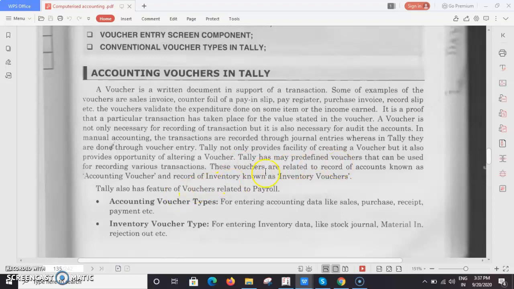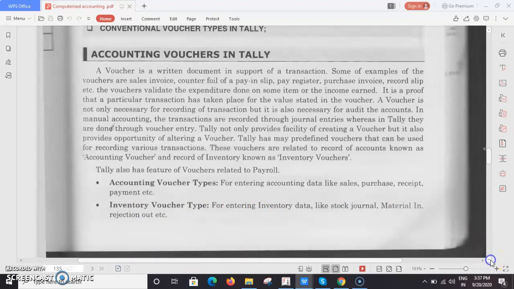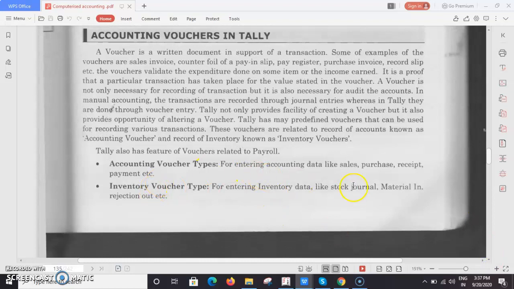These vouchers related to the record of accounts are known as accounting vouchers, and those to record inventory are known as inventory vouchers. If you want to record accounting related things like sales, purchase, all this comes under accounting vouchers. Already predefined ones are there. If you want, we can create new vouchers, but mostly whatever predefined ones were there, that is enough for our learning purposes. So inventory voucher means stock journal, material rejection in, material rejection out. For that we require inventory voucher. So accounting vouchers are like sales, purchase, receipts, payment, etc.